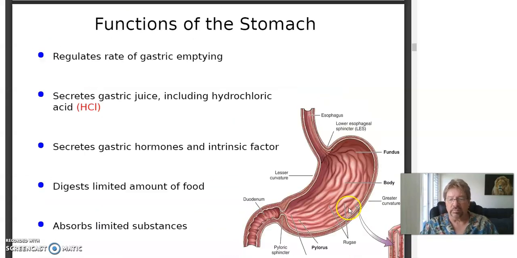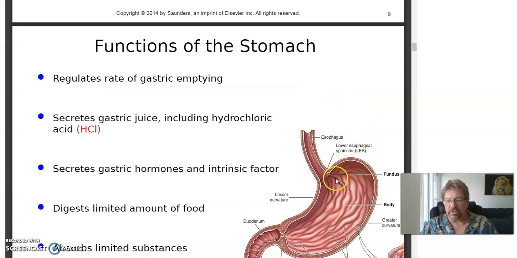The stomach. Okay, here's the esophagus coming. Here's the lower esophageal sphincter. It used to be called the cardiac sphincter because it's close to the heart. I like that better. And then at the end, here's the stomach.